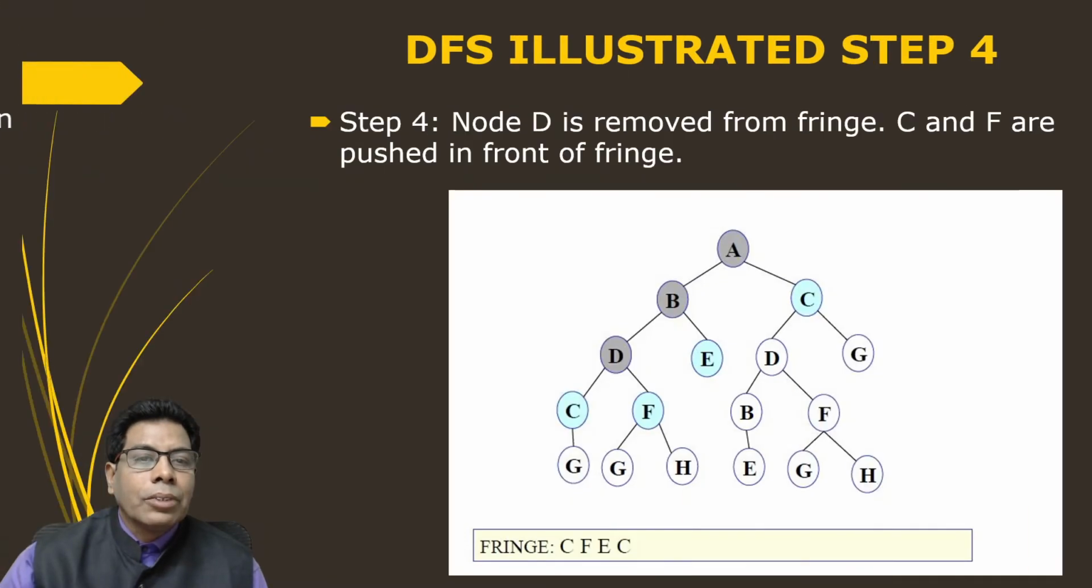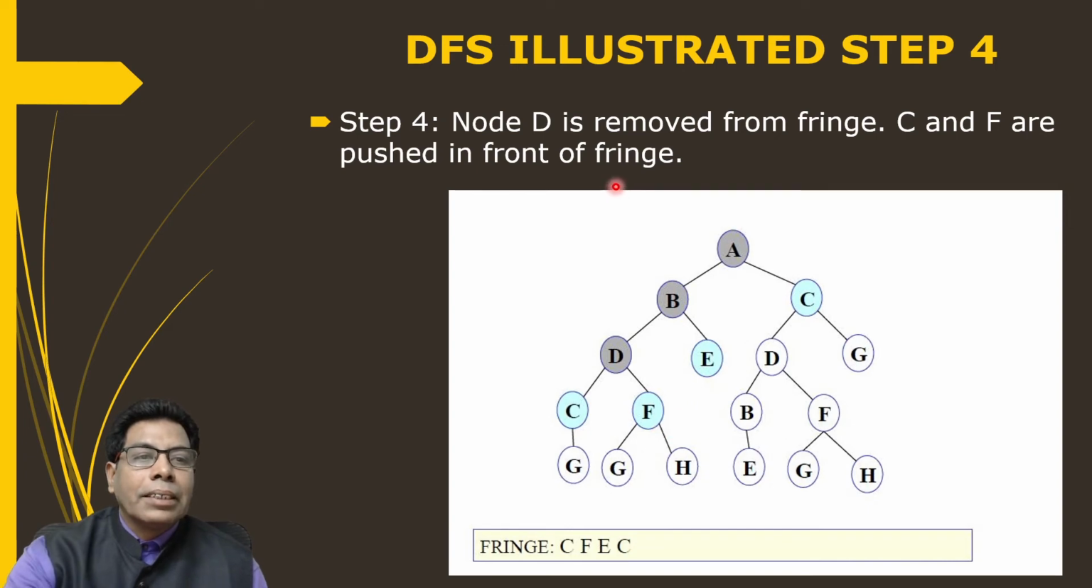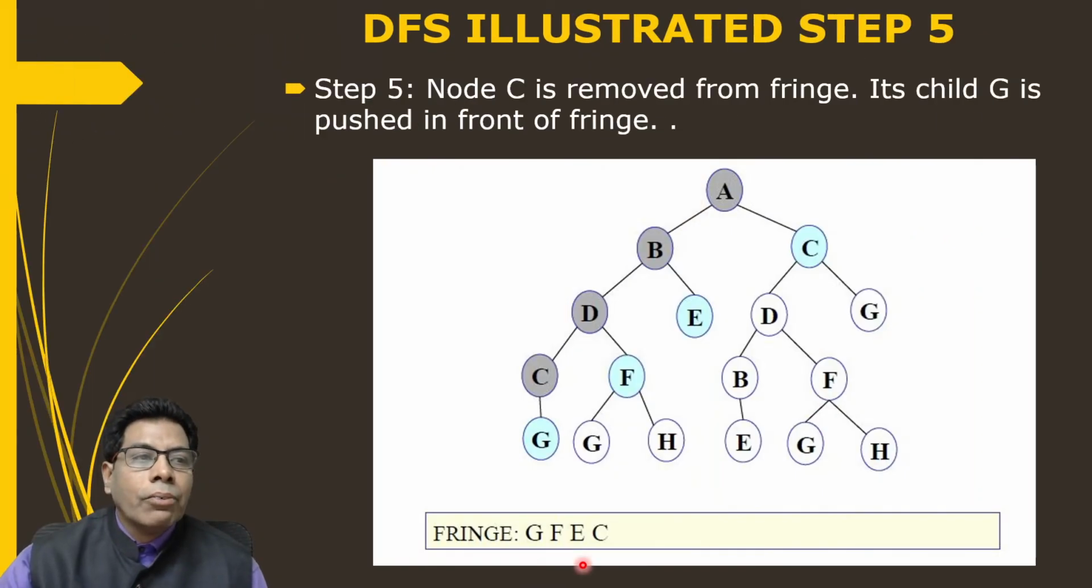In the next step, you can see D is expanded and it has the children C and F, and D is removed from the fringe. So the fringe will have C, F, then E and C, because C and F are pushed in the front of the fringe. Then next we expand C. Now C has only the child G, which is put into the fringe.